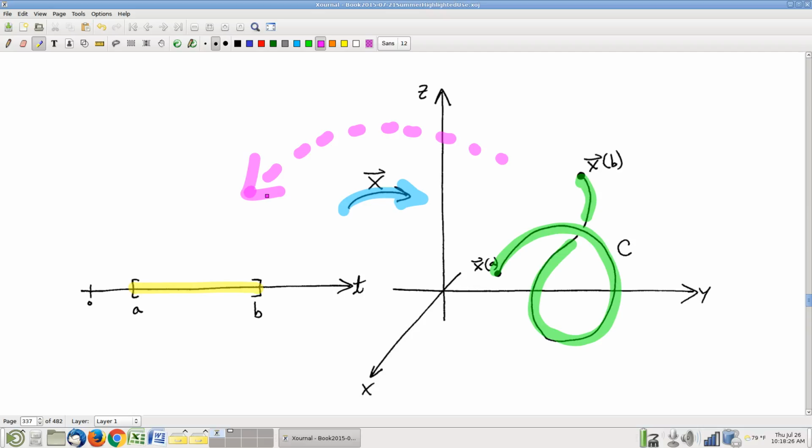So that's the strategy. So the big missing link, what we have not yet identified, is how do I do this? How do I view a curve in space as being a function of t? Oh, wait a minute. We do know how to do that. That's a parametrization.